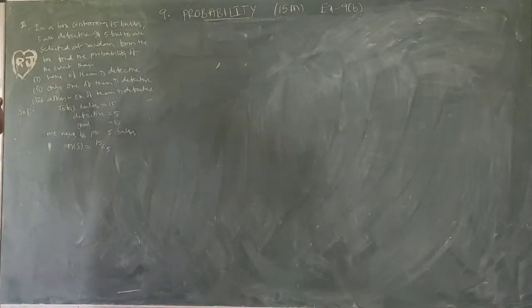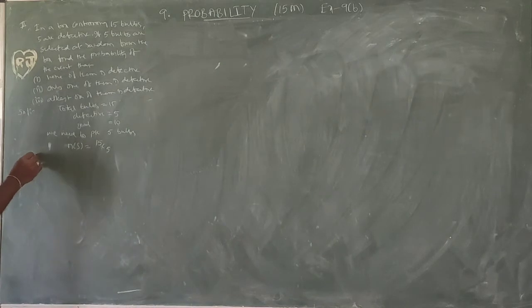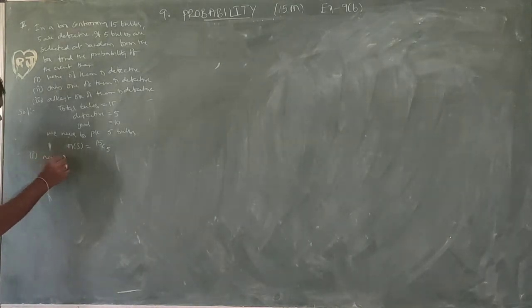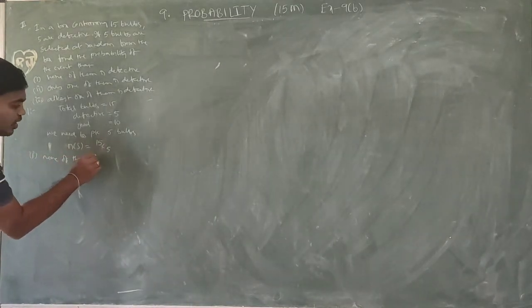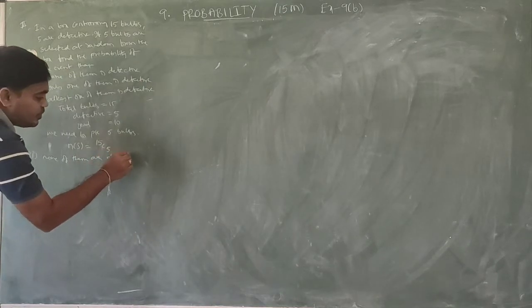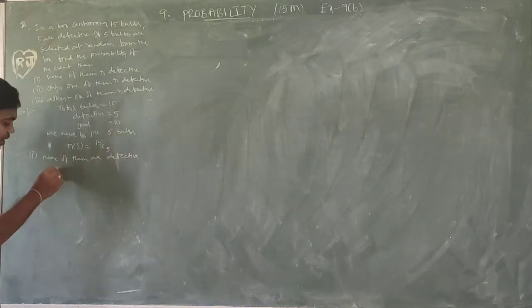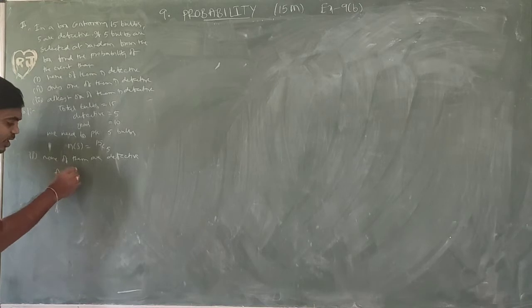Now we will go for the conditions. First one, none of them are defective. Let us consider A as the event that none of them are defective.